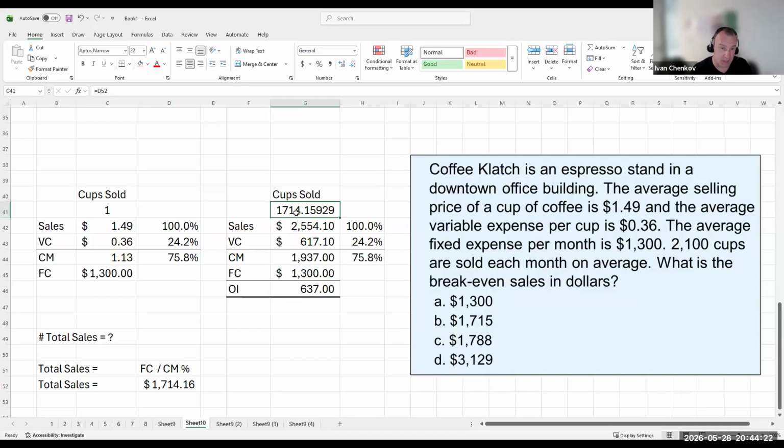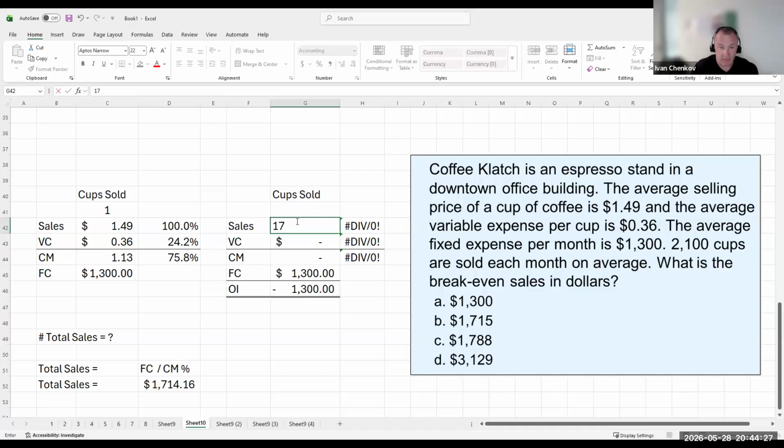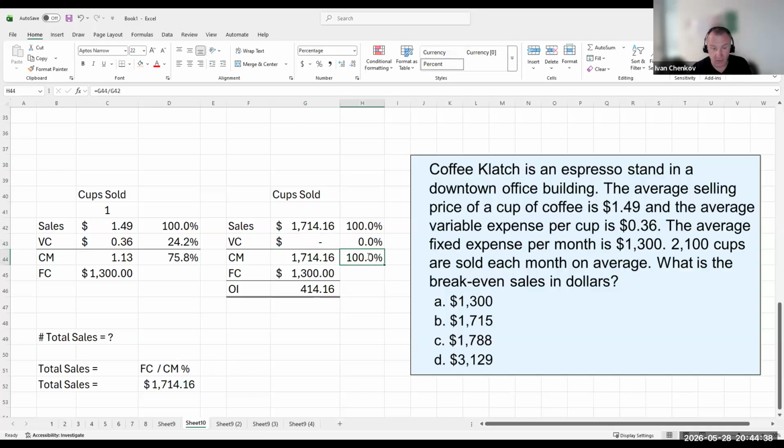So if that's my sales now, that's not number of units in this case. So if my sales are 1,715, what's going to happen? I can use the exact number, and I know my contribution margin is this number, so I have to generate the contribution margin, which is equal to sales times the percentage that I calculated. That's going to give me exactly 1,300, and I'm on the break even. So if you have those type of questions, this Excel spreadsheet, you can use it.